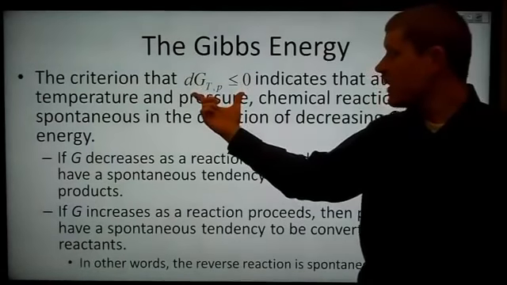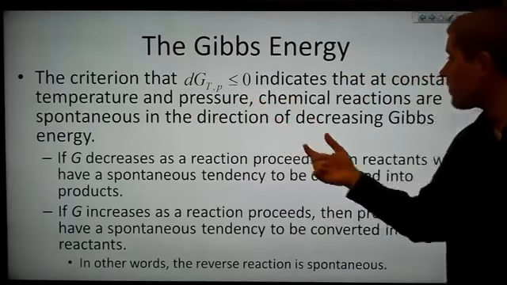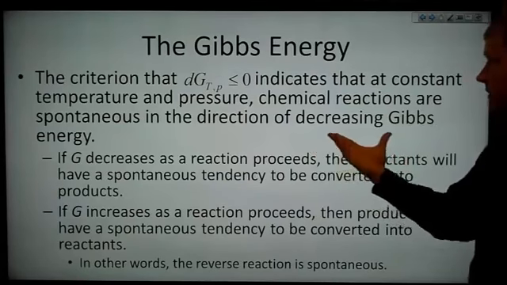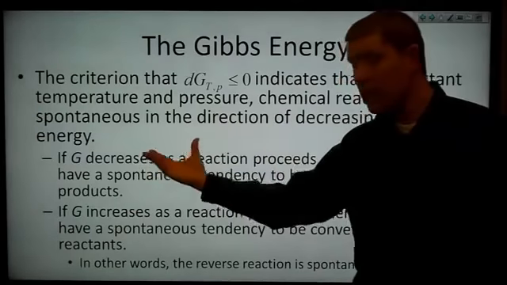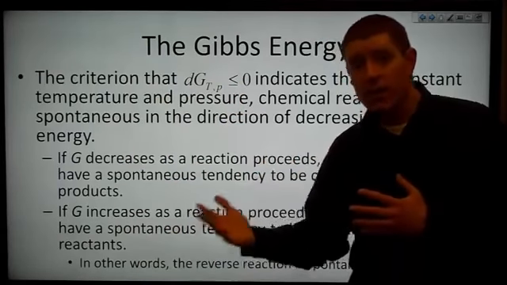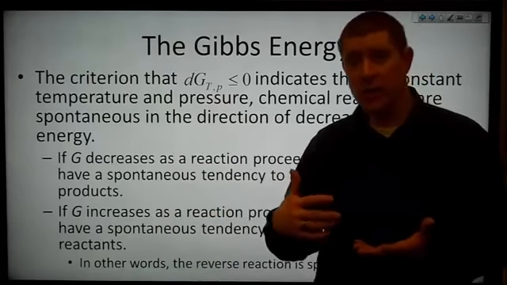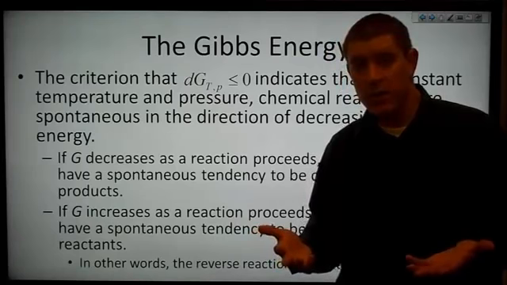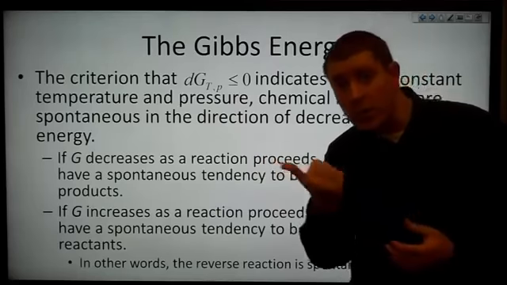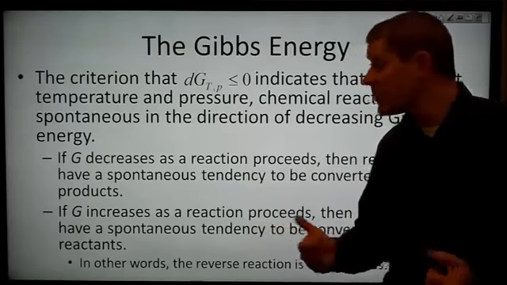Right, so this criterion that the change in Gibbs energy at constant temperature and pressure is less than or equal to 0 indicates that at constant temperature and pressure, chemical reactions are spontaneous in the direction of decreasing Gibbs energy. Right? So if a process has a negative change in Gibbs energy, then that will be a spontaneous process. If the forward process has a negative change in Gibbs energy, then the reverse process has a positive change, and the reverse process, the one with the positive change, is non-spontaneous.